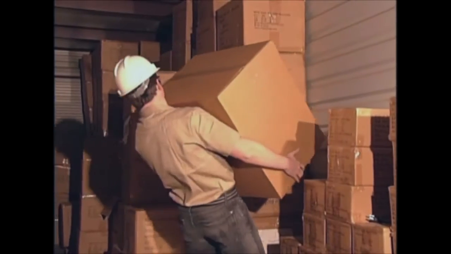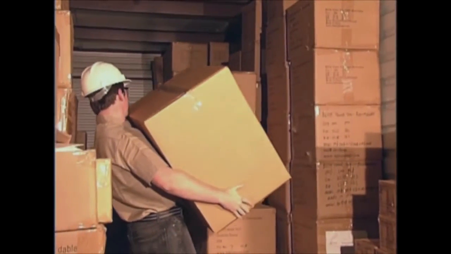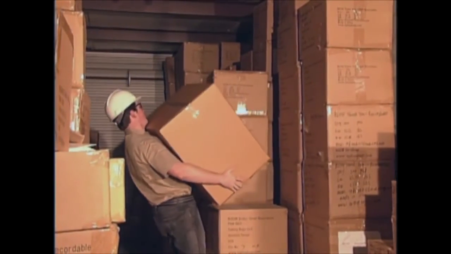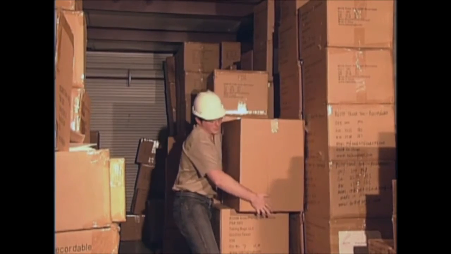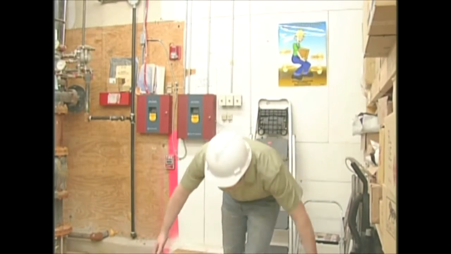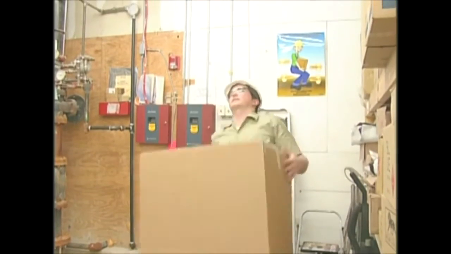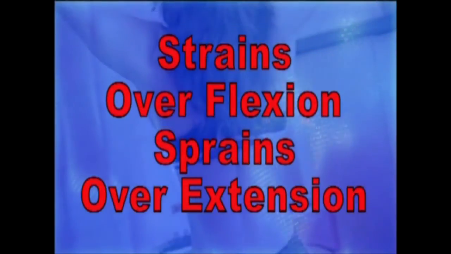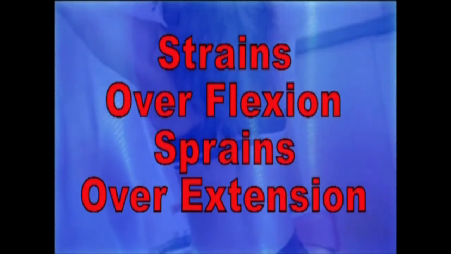There are several injuries that can occur to the back. Injuries are often the result of years of neglect, causing the back to become weak. Any sudden movement or improper lifting technique can cause injury. Some forms of back injuries include strains, overflexion, sprains, overextension, ruptured disc, pinched nerve, and muscle spasms.